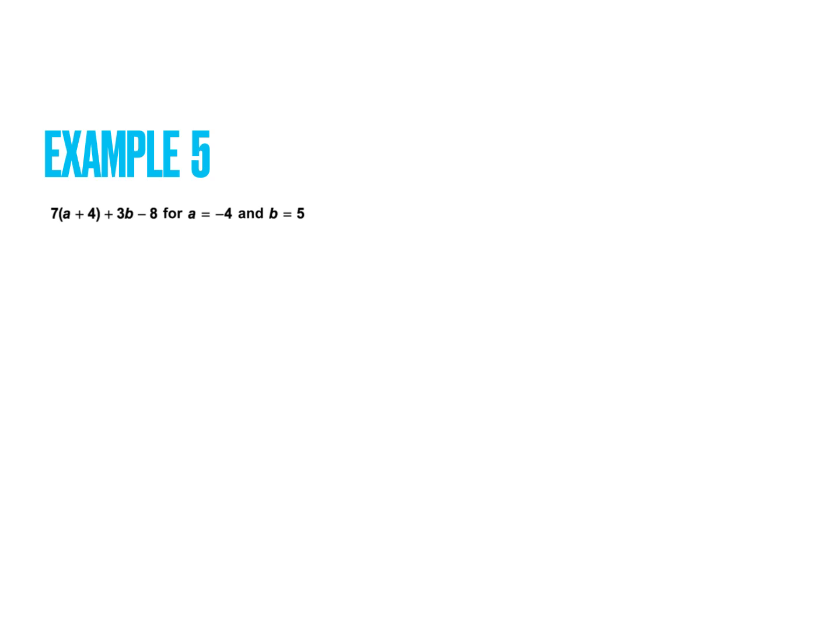So for example, 5, we have 7, and then parentheses, a plus 4 plus 3b minus 8, for a is equal to negative 4, and b is equal to 5. Now I'm going to go ahead and plug this in like we have been doing. So I'm going to get 7, negative 4 plus 4 plus 3 times 5 minus 8. Again, I'm going to write PEMDAS on the top to get started. Now, do I have parentheses? I do. So I'm going to go ahead and get started with that.